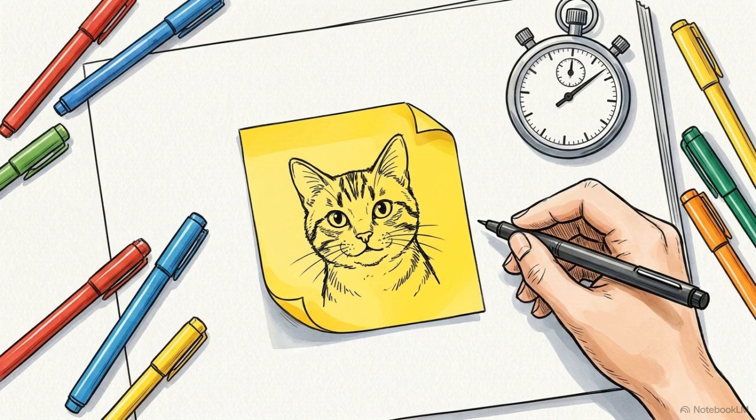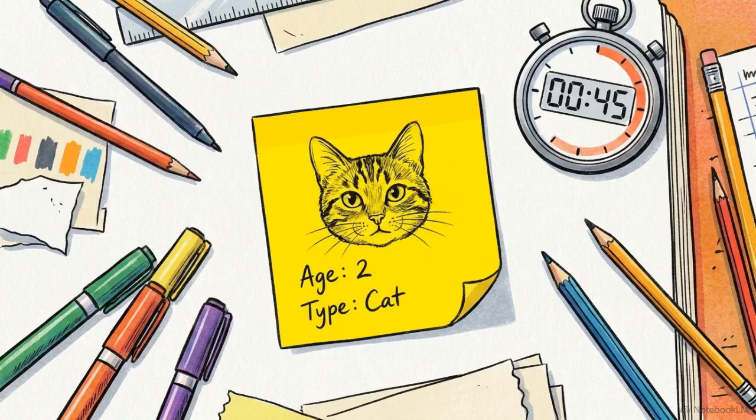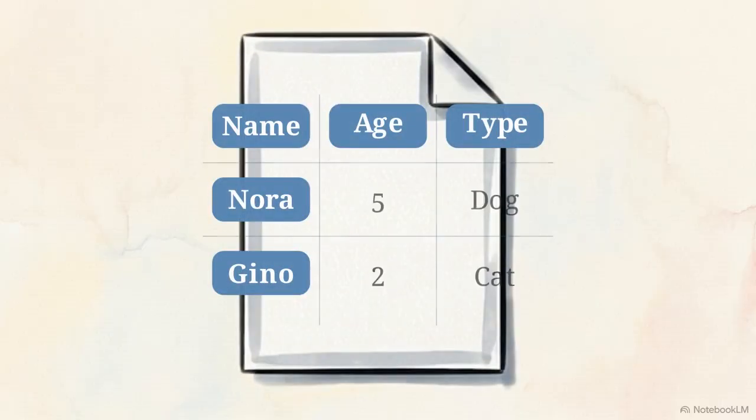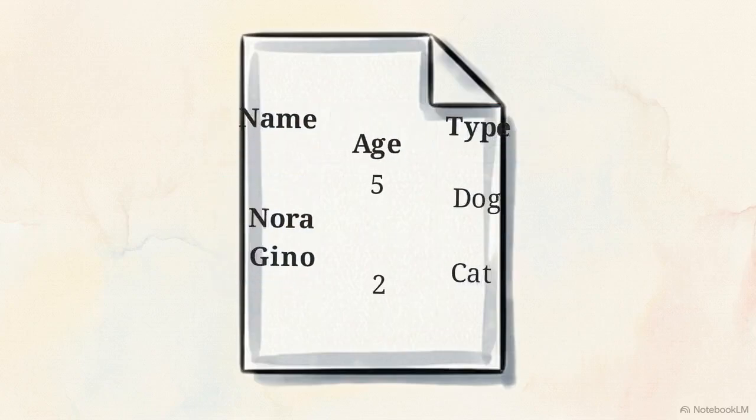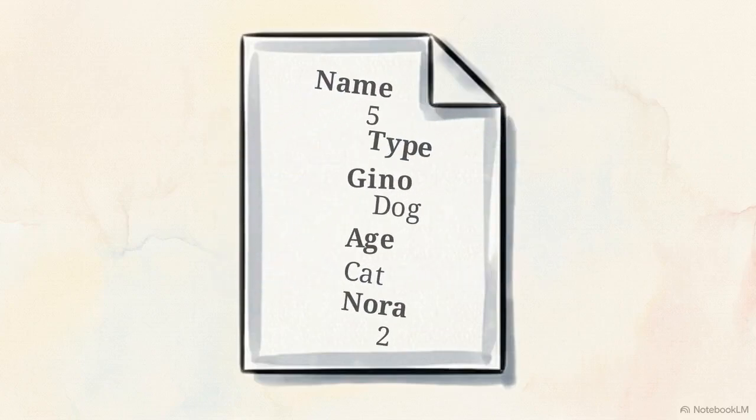Grab a piece of paper and write out the code for our next pet, Gino. He is a 2-year-old cat. Remember the row header rule we just covered for Nora. Separating our labels from our ordinary data creates a strictly logical hierarchy in the code, rather than just dumping a bunch of words onto a visual grid.